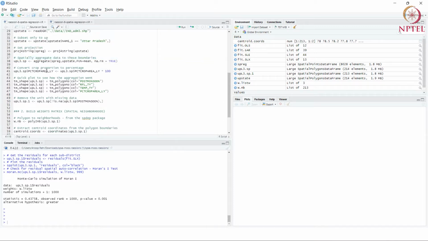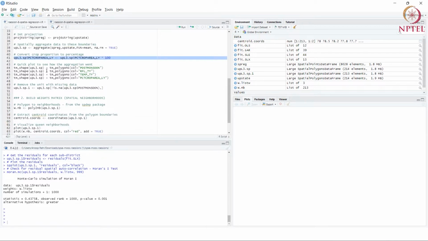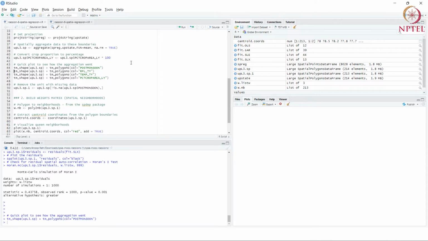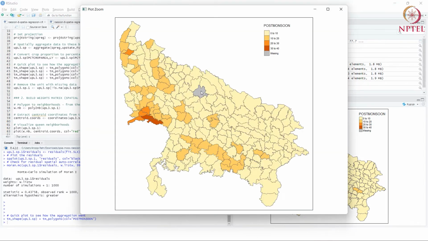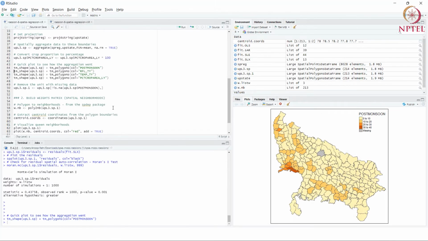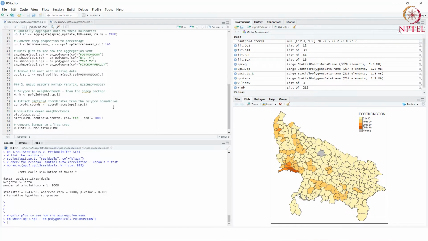And then we did some other work with the data, and we plotted our data. So this is what the post-monsoon plot looks like. Now notice that one of the sub-districts has no data here. So this data is missing, so this will cause problems for us later on. So what I'm going to do is take this district out of the data set. And that's what I'm doing here.